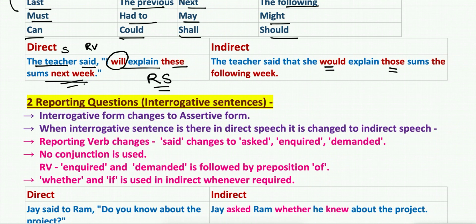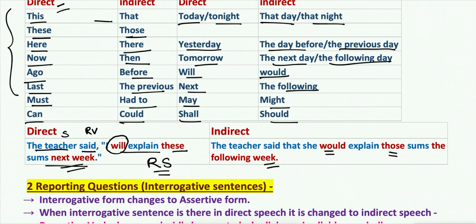Next week changes to the following week. This we have seen just now. The will change to would. These change to those. Next week, the next changes to following. Next week, next month will change to the following week or the following month.